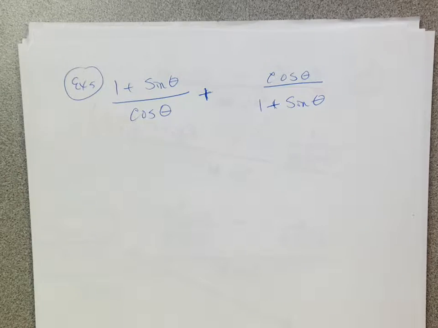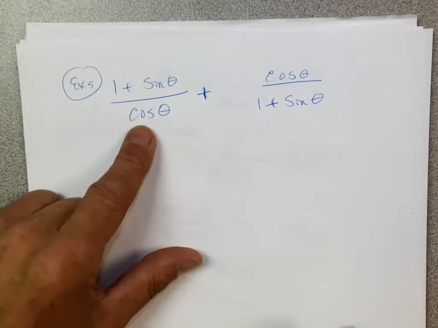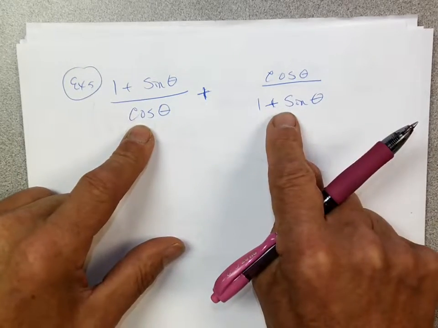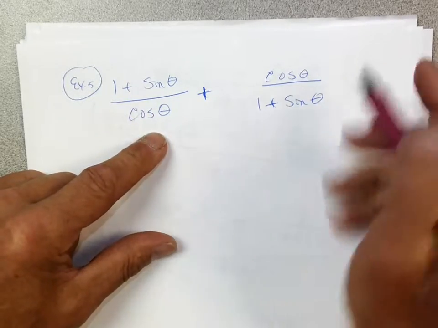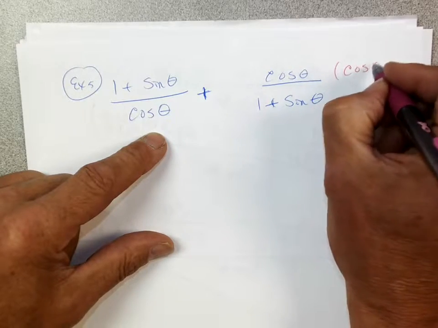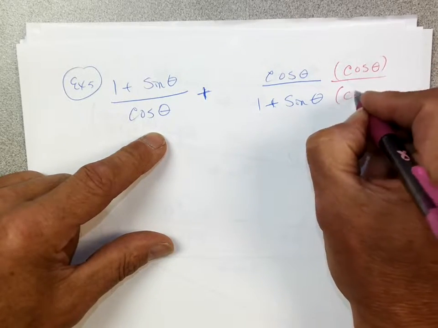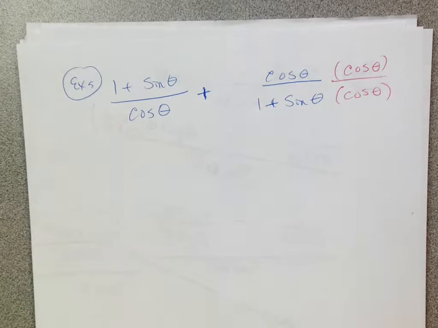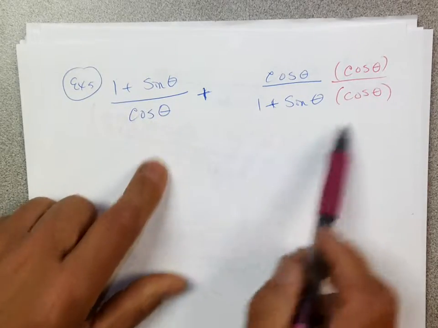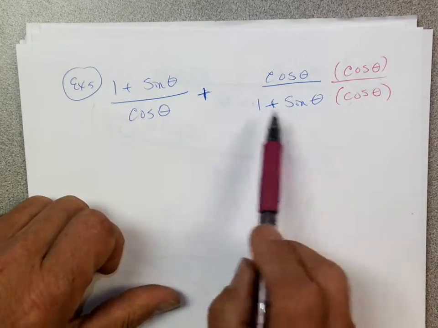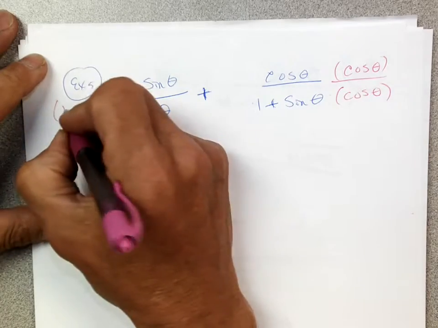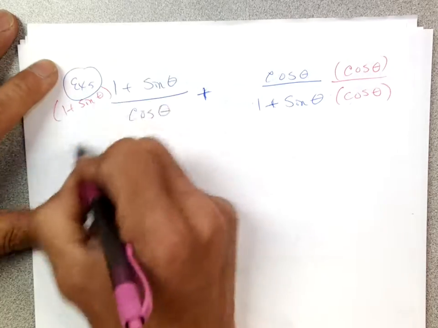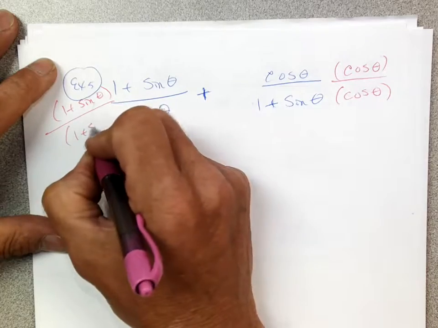So then it's kind of like this. What does this denominator have that this one doesn't, and vice versa? This one has a cosine in the denominator, and this one needs a cosine in the denominator. So I'm going to multiply by cosine theta over cosine theta. I'm multiplying this one by cosine over cosine because the other one has a cosine. And the second fraction has a 1 plus sine in the denominator, so this fraction needs 1 plus sine theta over 1 plus sine theta.